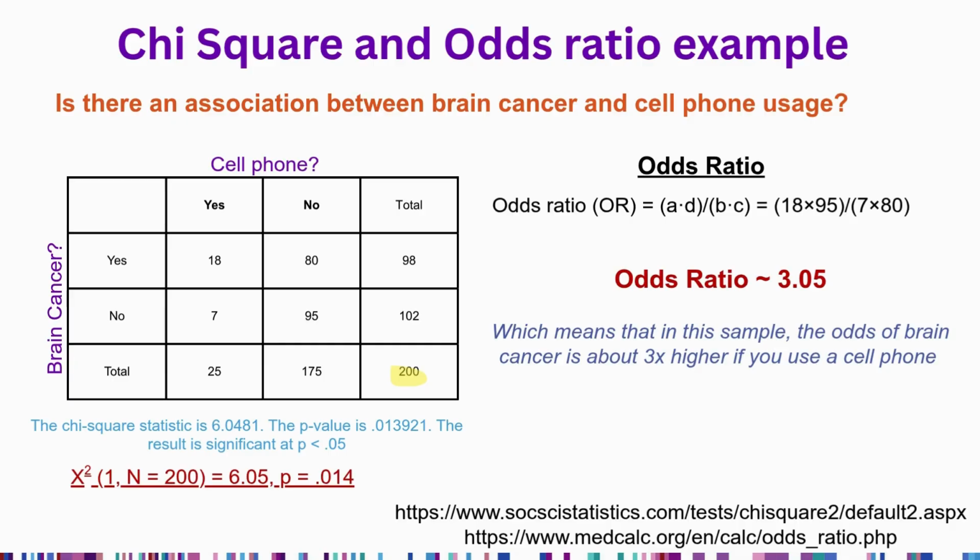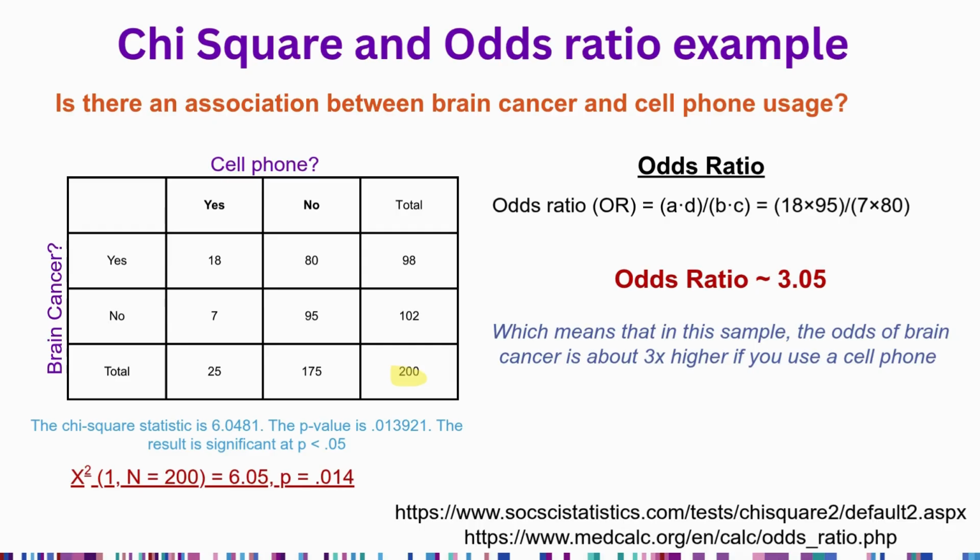The result I got was a chi-square statistic of 6.081 and a p-value of 0.03921, which is less than 0.05, so it would be considered statistically significant. When you use this website, you'll also get a Yates adjusted chi-square, but we're not using that one in this class. So what we can say at this point is that there is an association between cell phone usage and brain cancer, but that's all we can say.